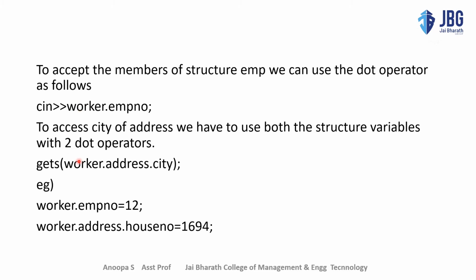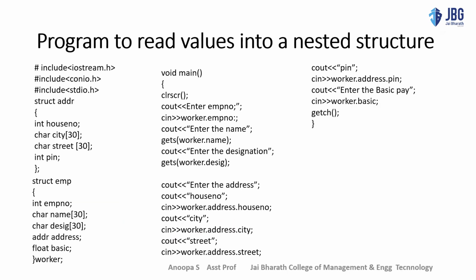I have to give worker dot address dot city. Why? Because city is inside the structure address. So in order to access city from worker, I have to go through this address. So while assigning also, worker dot employee number equal to 12 and worker dot address dot house number equal to 169. This is the program which shows how we can read a value to a structure element.